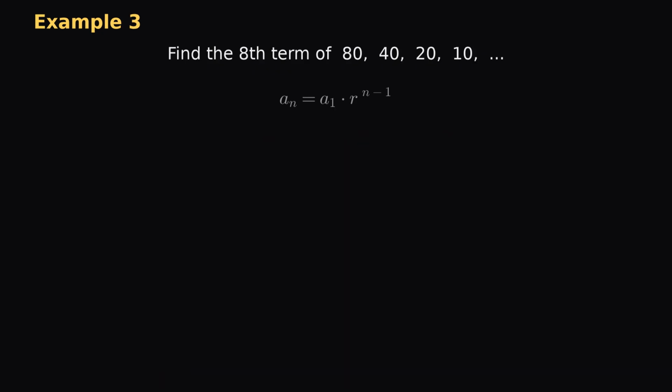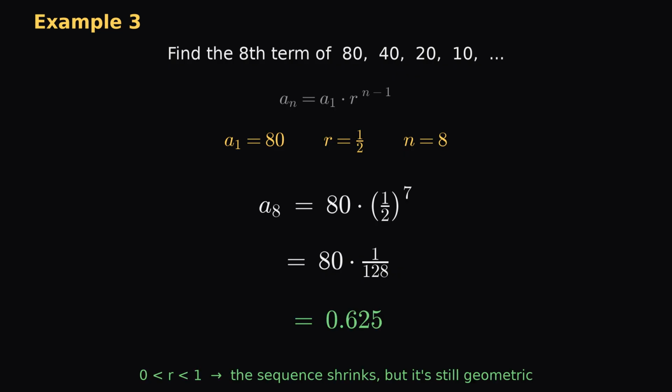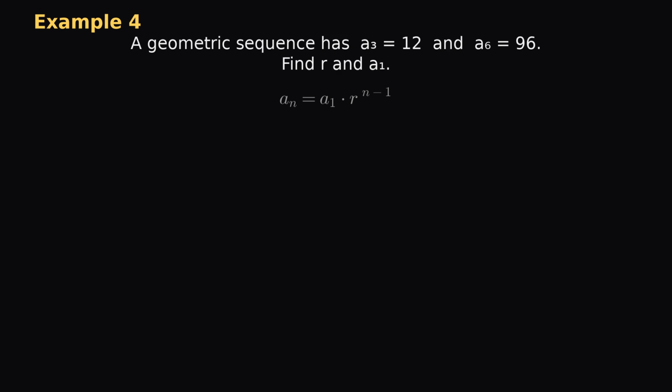Example 3. Find the 8th term of 80, 40, 20, 10. 40 divided by 80 is 1/2, so r is 1/2. 80 times 1/2 to the power 7. 1/2 to the 7th is 1 over 128. 80 divided by 128 is 0.625. So when r is between 0 and 1, the sequence shrinks. It's still geometric.